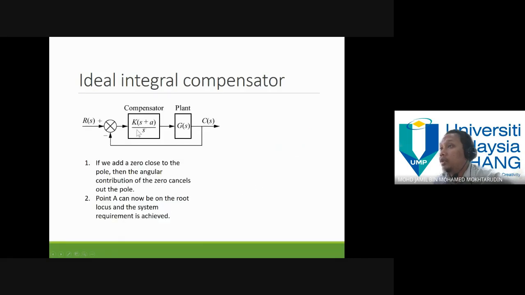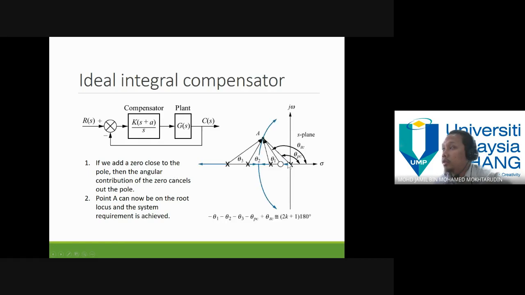So let's say we add a zero, S plus A, so a zero at negative A. The value A here is very close to the pole added here, S. So let's say we add another zero, this circle here, whose value is almost the same as the pole that we add. The pole we added just now is PC equals zero, so maybe we add a zero at about negative 0.01, for example, almost the same as the pole at zero.